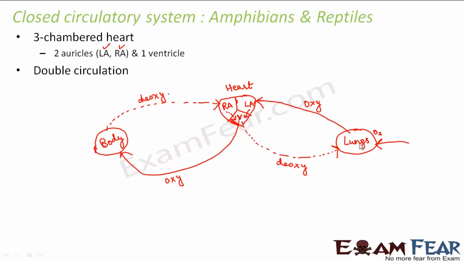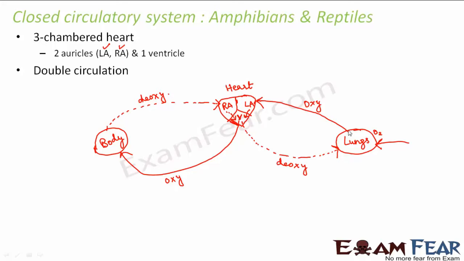The lungs will take out carbon dioxide from the blood and throw it outside. The carbon dioxide will be thrown outside, and when oxygen is taken in, again the oxygenated blood is sent to the left auricle. So what do you see here? This complete thing which you see on the screen, this is one cycle of circulation.